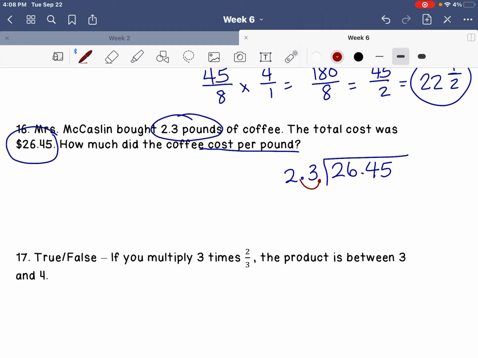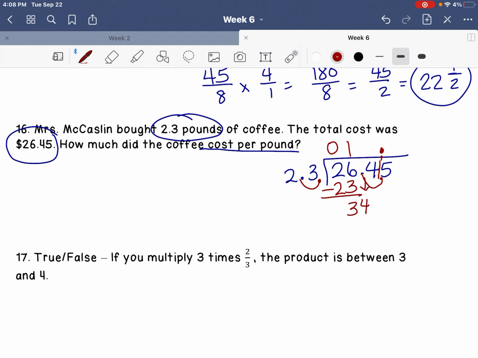So I'm going to move the decimal over once to make that 23. Whatever I do to the outside, I must also do to the inside. So I'll move it over once on the inside as well. And now I can divide, and that decimal will stay between the 4 and the 5 on the top. So looking at this, dividing, 23 won't go into 2. 23 will go into 26 one time. 1 times 23 is 23. I subtract, I have 3 left over.